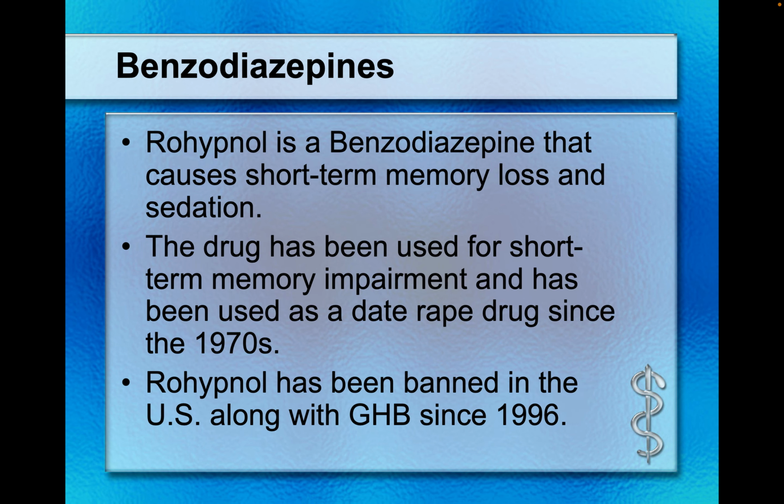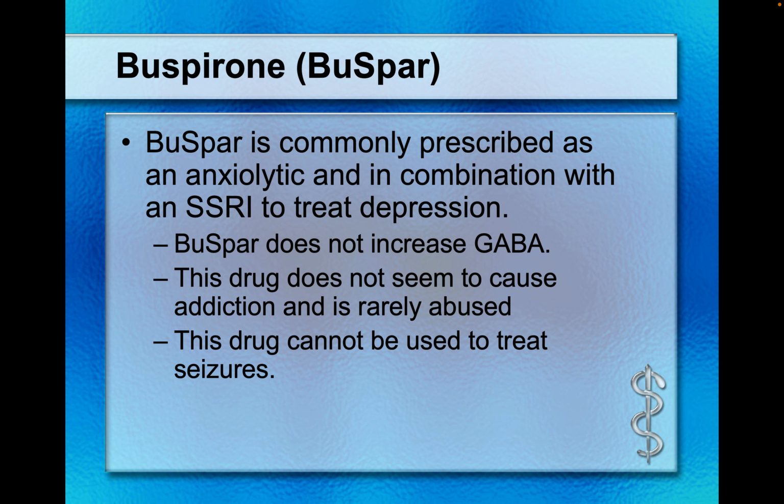Rohypnol is a benzodiazepine that causes short-term memory loss and sedation. The drug has been used for short-term memory impairment and has been used as a date rape drug since the 1970s. Rohypnol has been banned in the United States, along with GHB, since 1996.